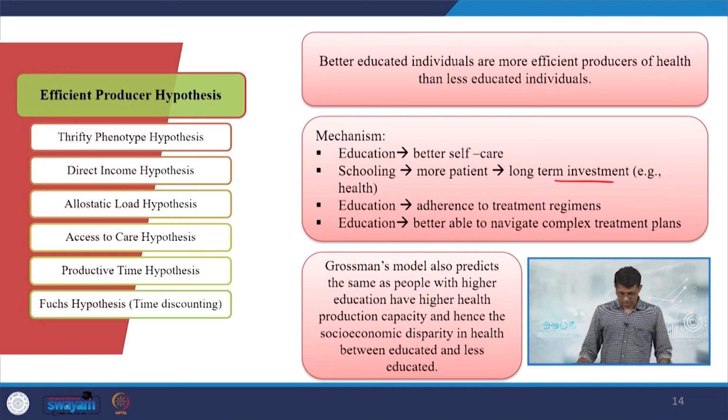Similarly, there are implications such as adherence to treatment regimens, then better ability to navigate complex treatment plans through education. Grossman's model largely predicts the same: people with higher education have higher health investment or higher production capacity. Hence, the socio-economic disparity in health between educated and non-educated is noted. Through Grossman, we can also interpret these socio-economic disparities as well.